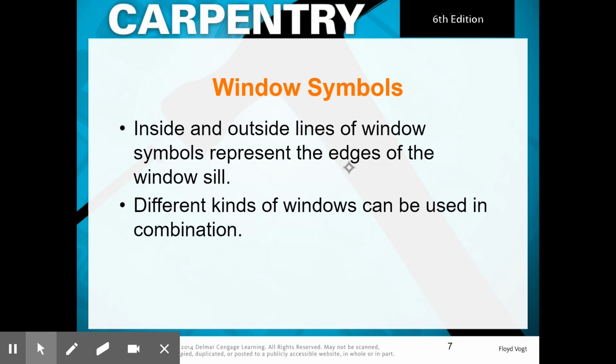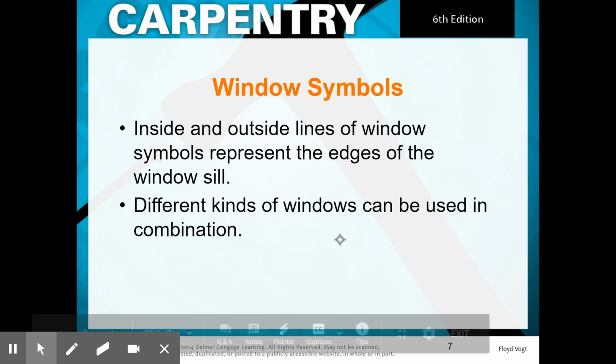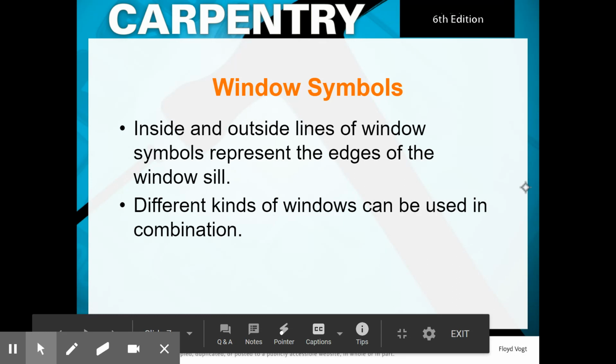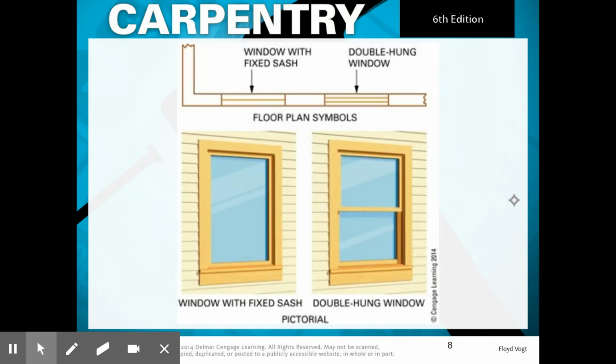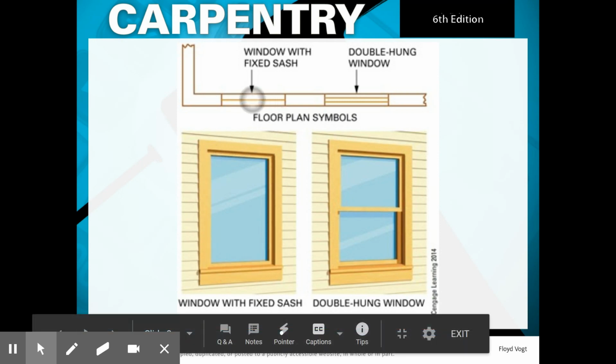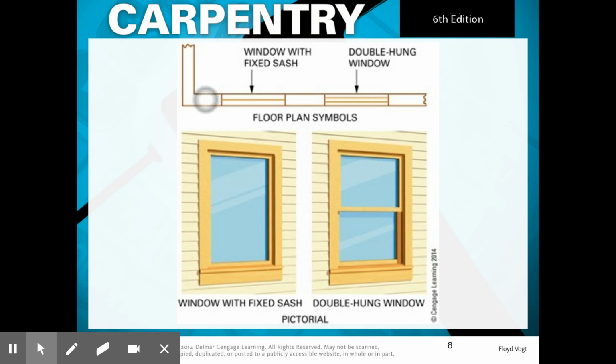Inside and outside lines of windows represent the edges of the windowsill, which we'll see in a second. Different kinds of windows can be used in combination, so you're not limited to just one type of window. So if you're looking at the floor plan with this, you can see that this window here with the fixed sash is indicated right here along your wall. It just has a single line running through that's parallel with the wall. On this one, this is a double hung one. And you can see here, there's two parallel lines running through, letting you know that it's a double hung window on your floor plan.